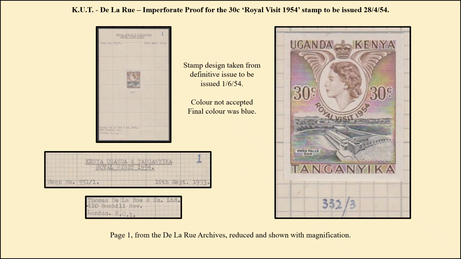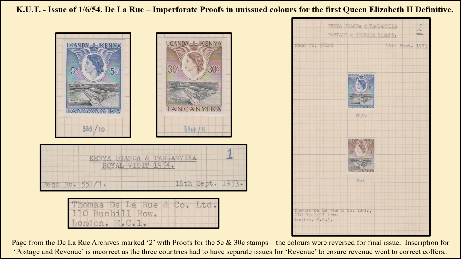Imperfect proof from the De La Rue archives. Unaccepted colour. The colour that was finally accepted was blue. Page 2 from the De La Rue archives, with 2 proofs for the 5 cents and the 30 cents stamps for the definitive issue. The colours were not accepted, they were reversed, with the 5 cents being brown and the 30 cents being blue.